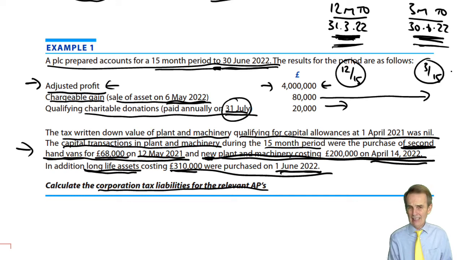You can then, if you like, leave a gap to begin with for the deduction of capital allowances, before then allocating that chargeable gain. We know to which period. That deduction there of the qualifying charitable donation, we know which period that will go to. So that then leaves you one exercise to perform, the capital allowance computations for each accounting period.